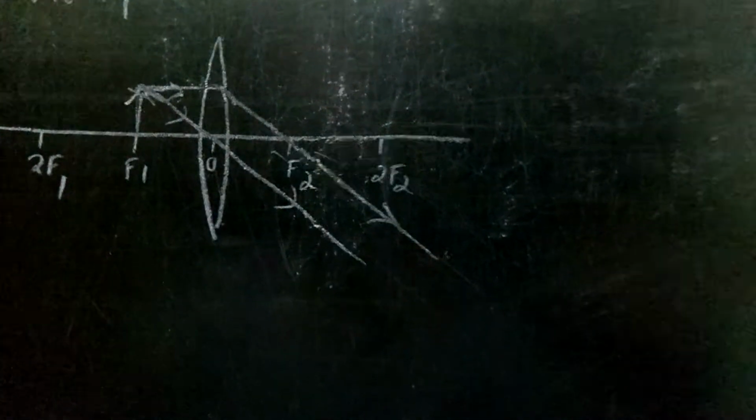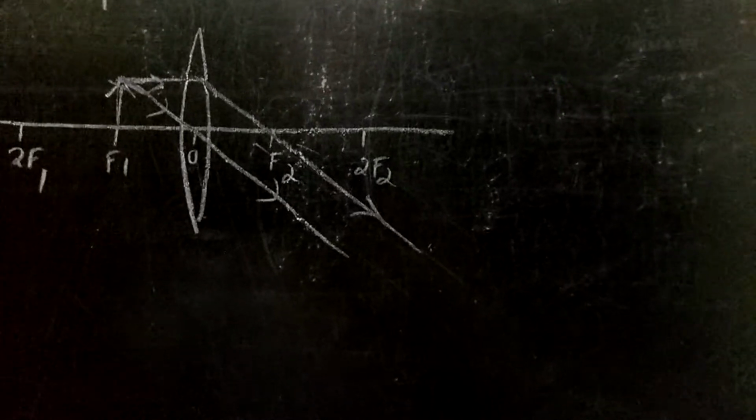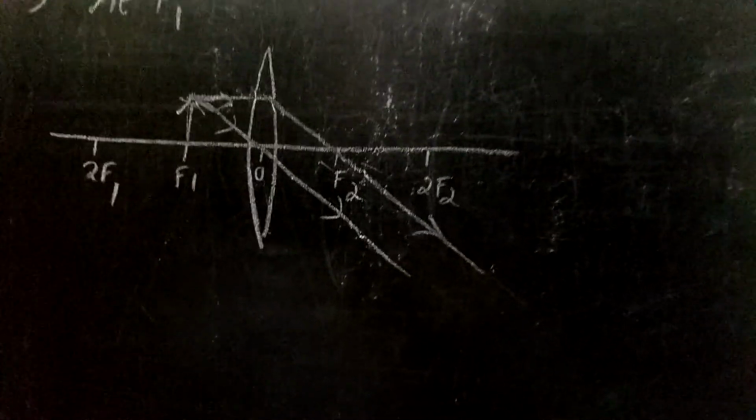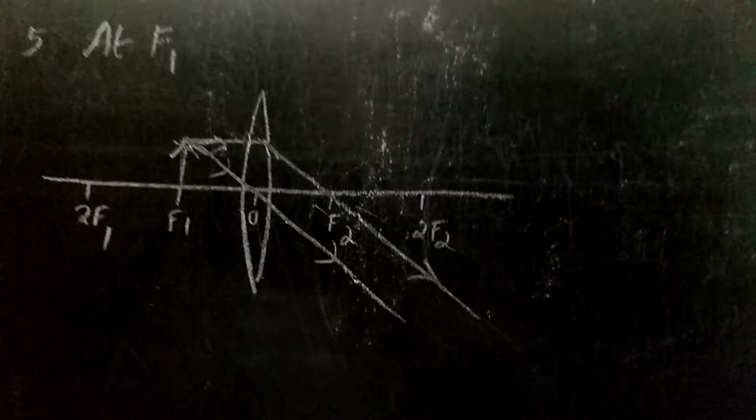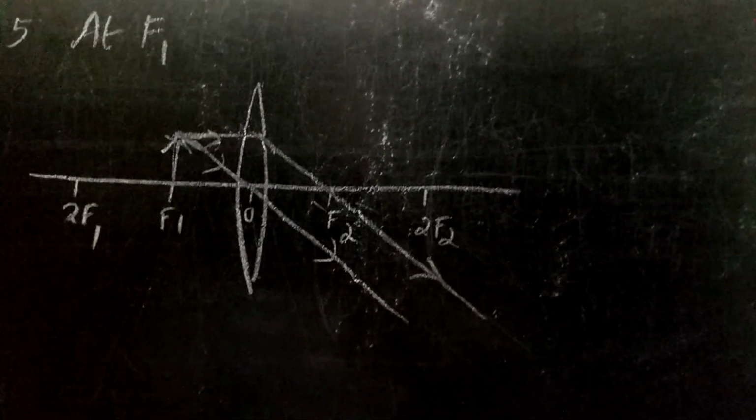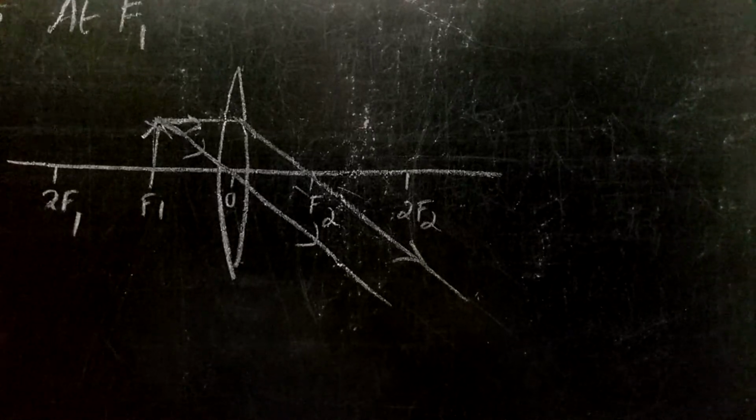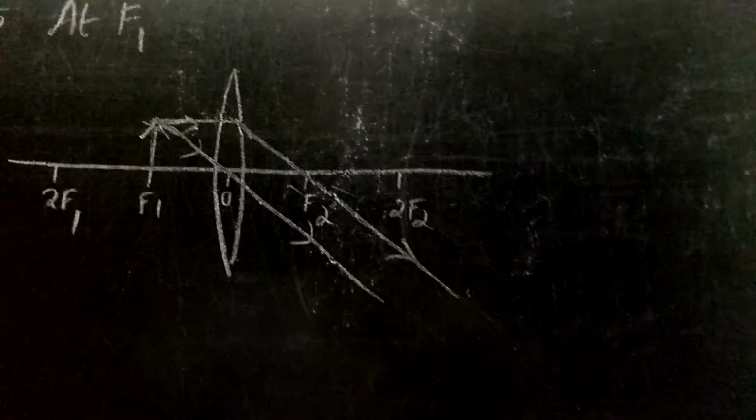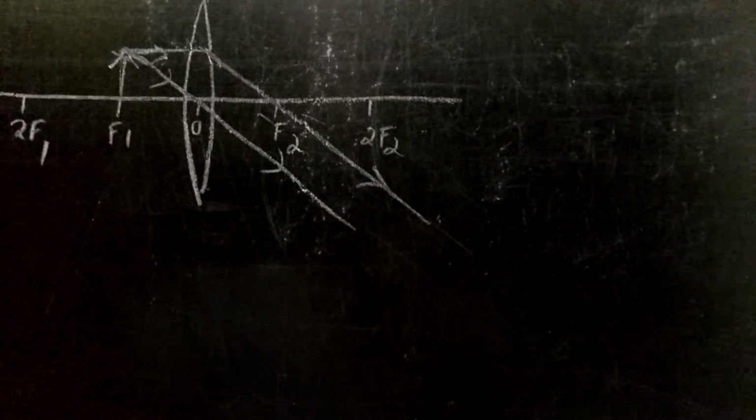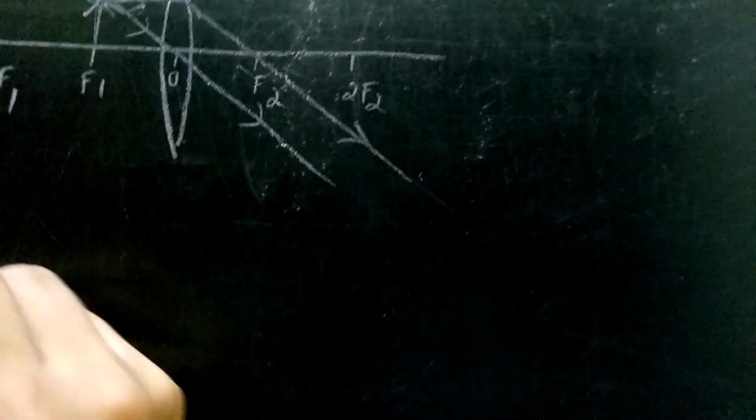So the image will be formed at infinity and it will be real, inverted and highly enlarged. So when the object is at F1, the image will be formed at infinity and it will be real, inverted and highly enlarged. And then the next position is between F1 and O.